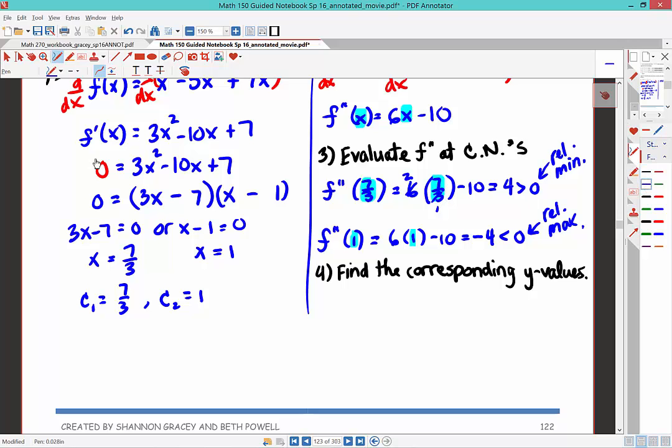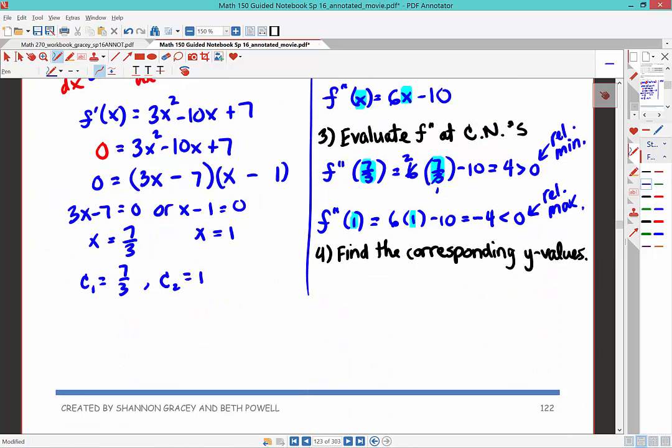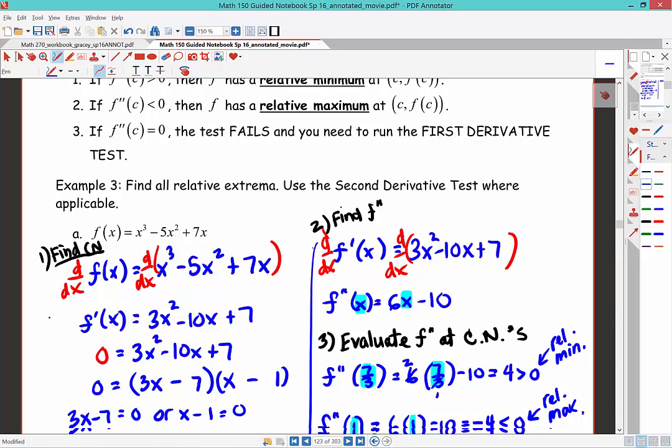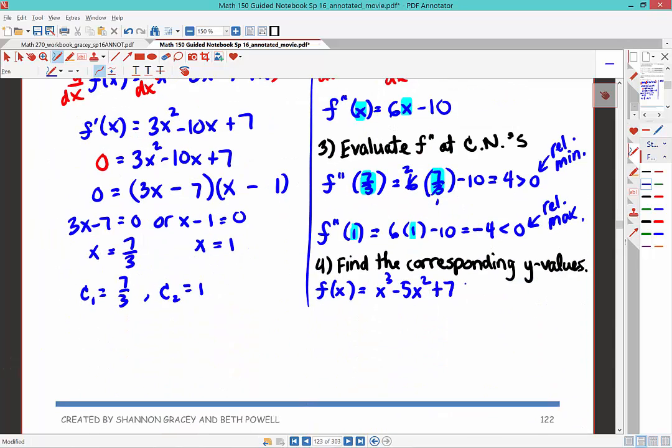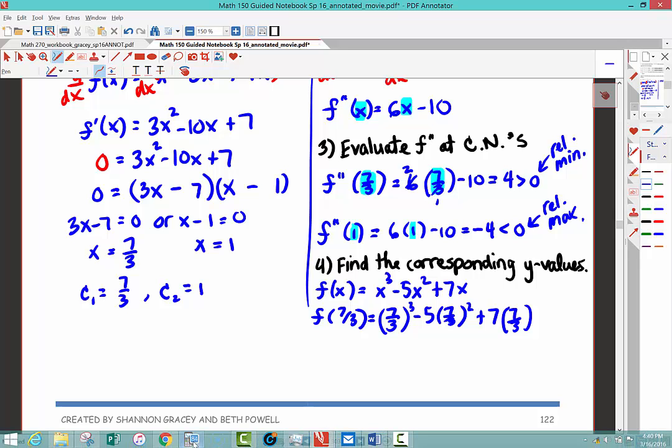So now, our original function was what? x cubed minus 5x squared, and then plus 7x. So we need to find f at 7/3. So that's going to give us 7/3 cubed minus 5 times 7/3 squared plus 7 times 7/3. And that will be equal to, I'm going to use the calculator on this one if you guys don't mind.